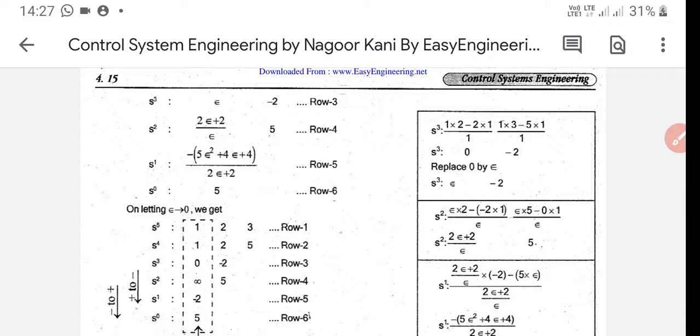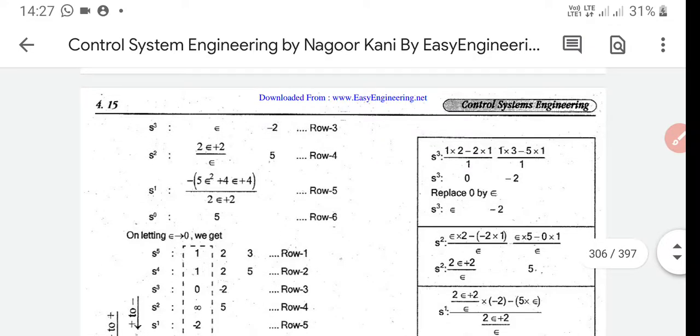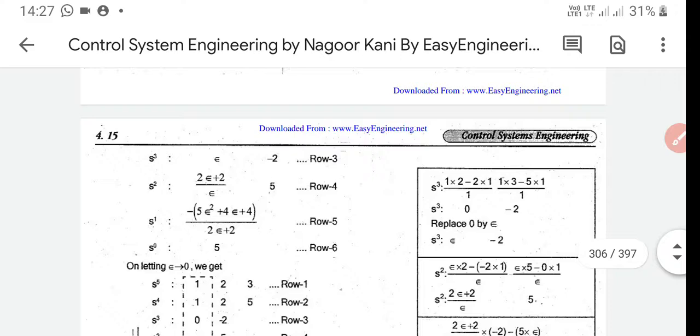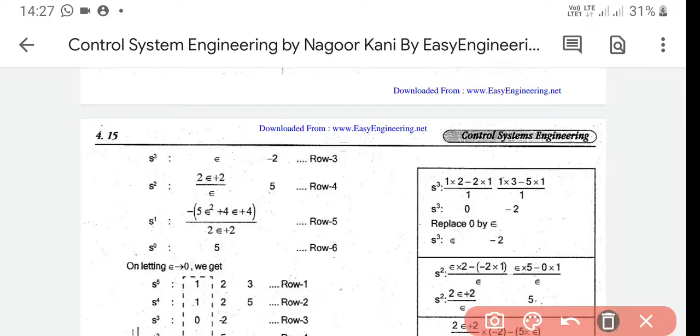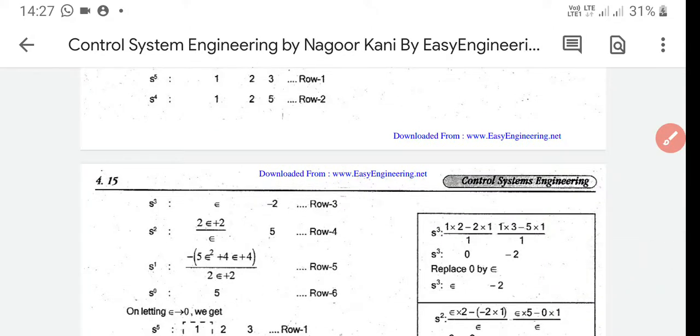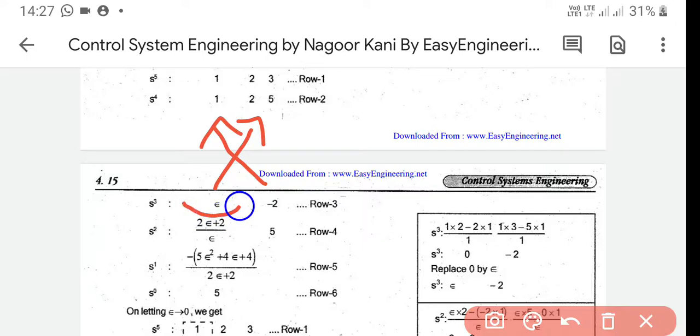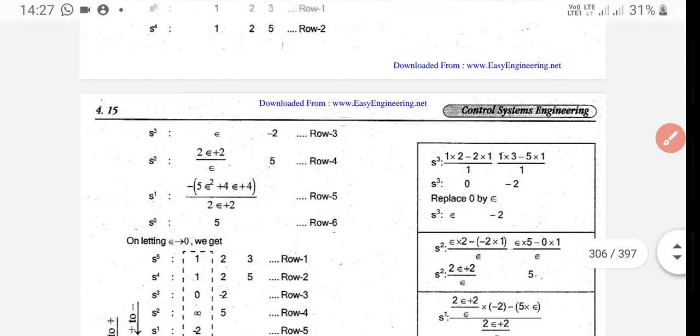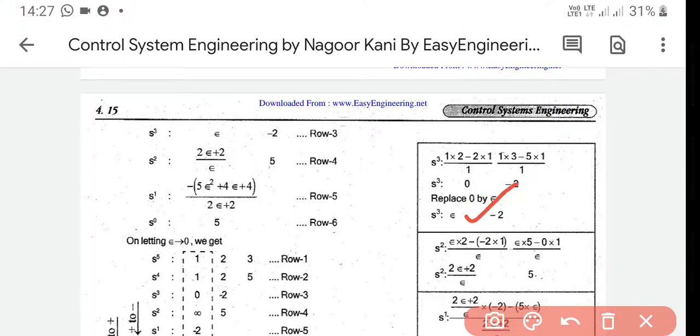So once again, the values here are represented as: s^3 is epsilon and minus 2. So the s^2 value is epsilon into 2 minus 2 into 1, divided by epsilon. That is the first element value. Okay, see here, epsilon into 2 minus 2 into 1 divided by epsilon gives the first element of the s^2 row. Similarly, what is the next value?